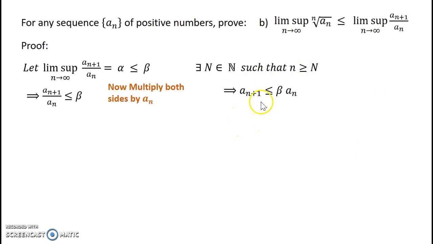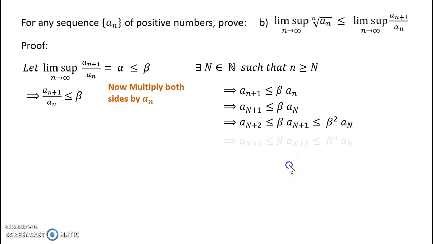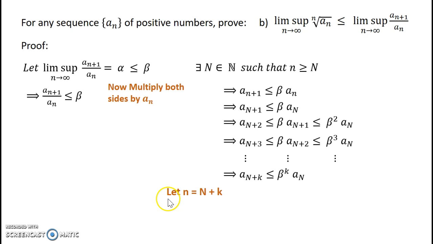And once again, very quickly, I will manipulate this by switching this lowercase n to uppercase N. And then in the next few steps, just continue increasing each side, as we saw in part A, until we can make a general statement of a sub N plus k is less than or equal to beta to the kth power times a sub N. We are once again going to let lowercase n, which is greater than uppercase N, be equal to N plus k. And manipulating that, we get k is equal to n minus N.